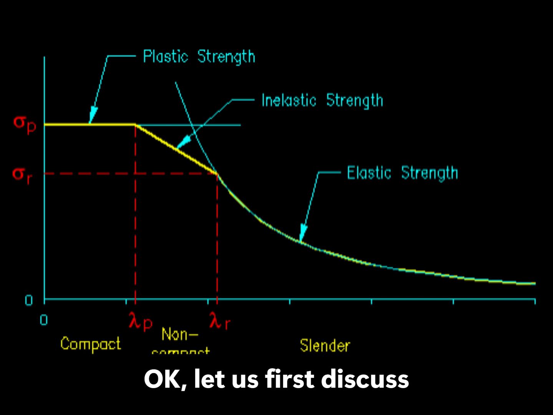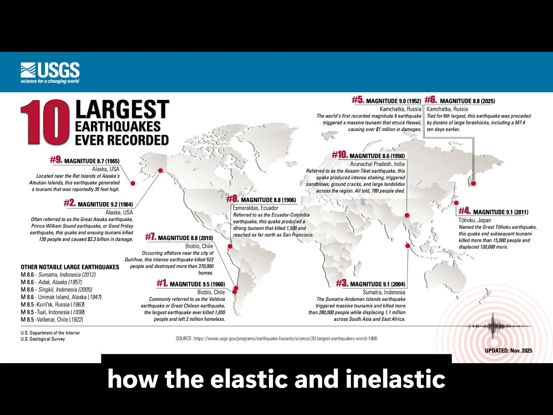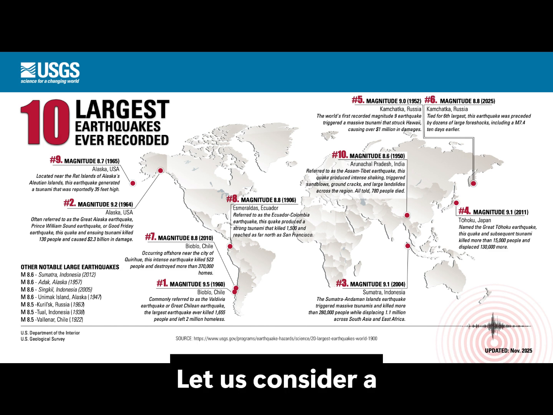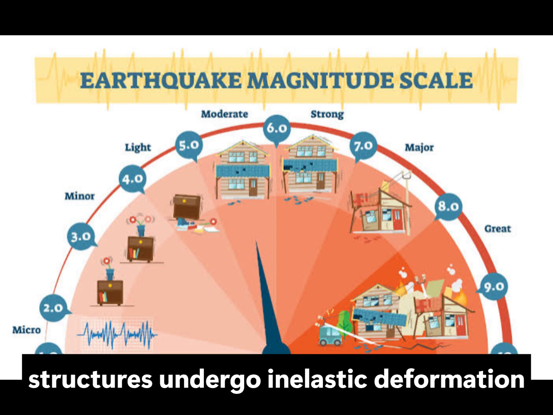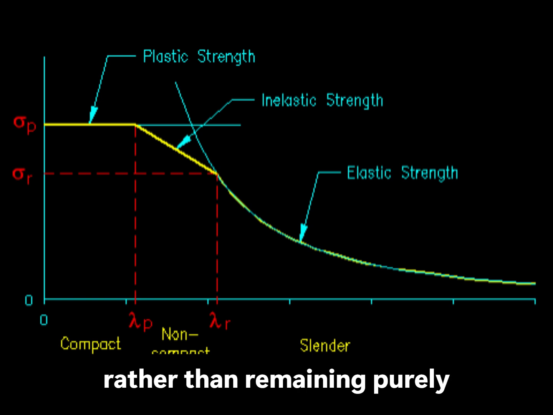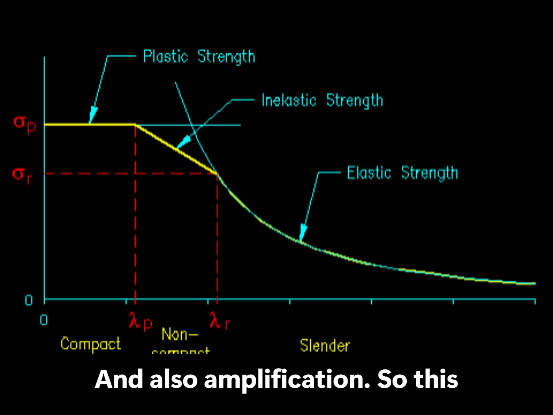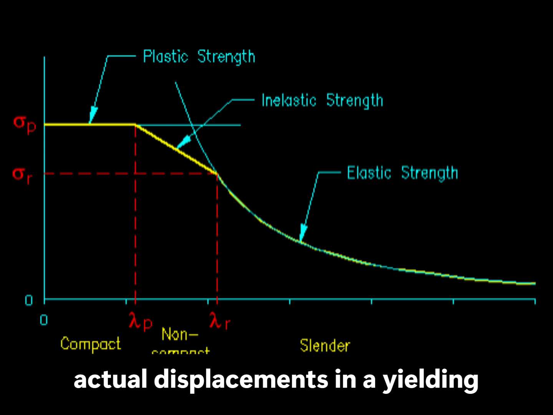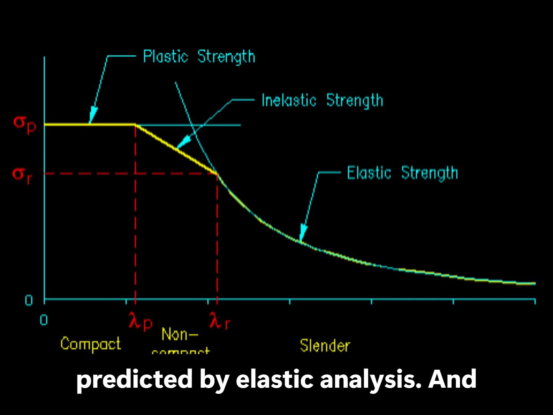Let us first discuss how elastic and inelastic behavior differ from each other. Let us consider a major earthquake. During that, structures undergo inelastic deformation rather than remaining purely elastic. And also amplification. This is a factor which accounts for the fact that actual displacements in a yielding structure are larger than those predicted by elastic analysis.